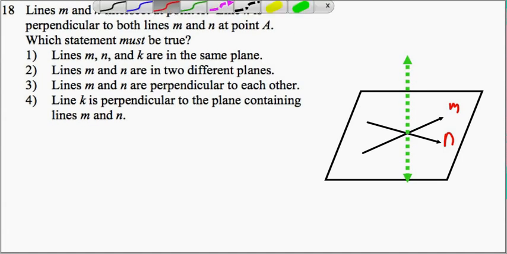And then perpendicular, and then perpendicular the other way. And what do you realize? The line K must be perpendicular to the plane, which is choice D.